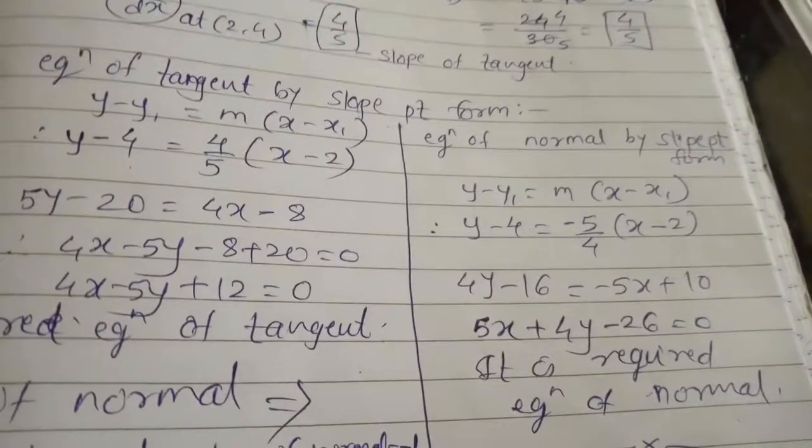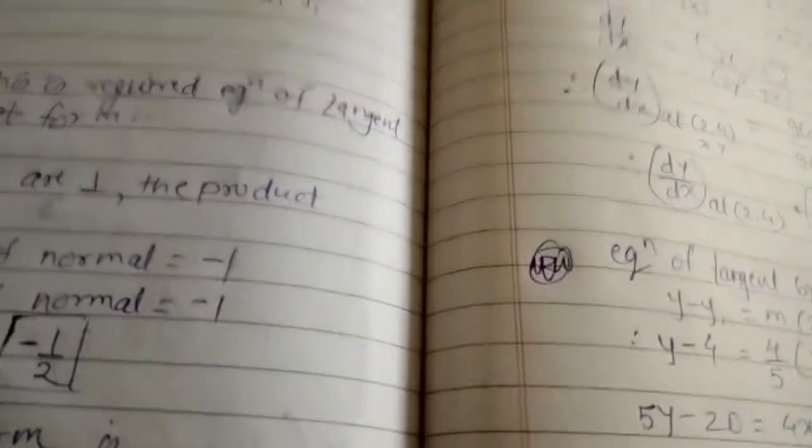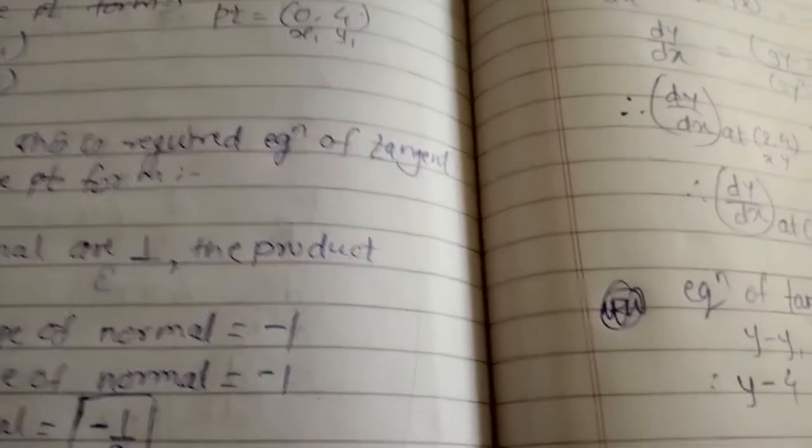So this is all about the first two examples of exercise 2.1. The remaining examples we'll see in the next lecture. Thank you.